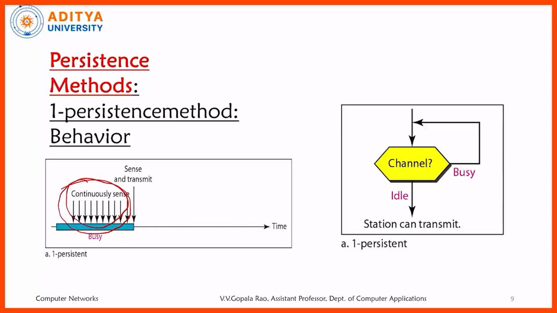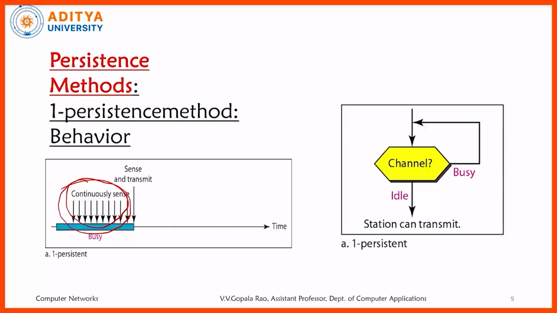Why does it have to continuously sense? Because it has to find out whether the channel is idle or busy. If it identifies at every moment that the channel is busy, it continues sensing, and after some time the station may notice that the channel is idle. Only at that time is the station allowed to put its data. This is called the one persistent method behavior.